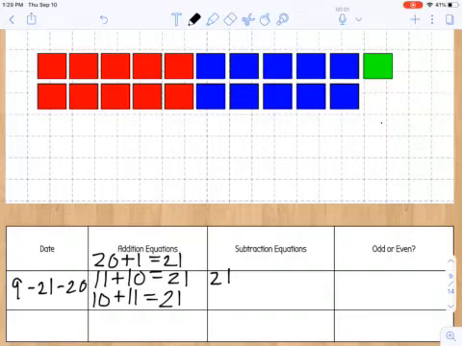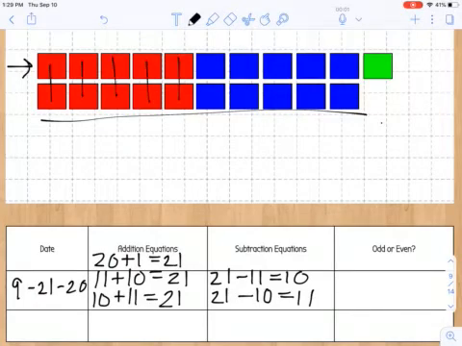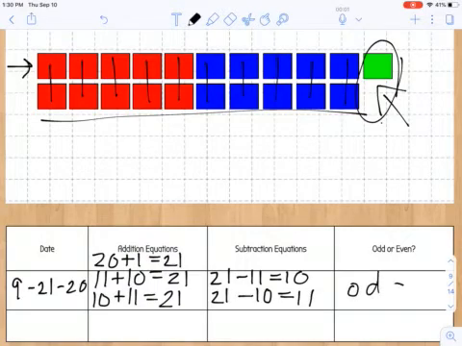Well, we have 21 in all. We could take away the 11 on the top row and have 10 left on the bottom row. Or we could start with 21 and take away the 10 that were in the bottom row and end up with the 11 that were on the top row. All right, now we need to decide if this number is odd or even. So let's take a look. All of these tiles seem to have buddies or pairs, but this green one does not, which means that 21 is an odd number. You cannot put its tiles into groups of 2.